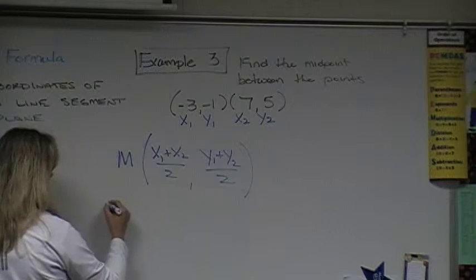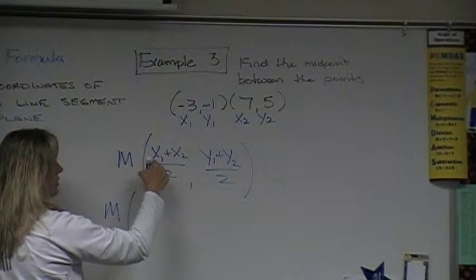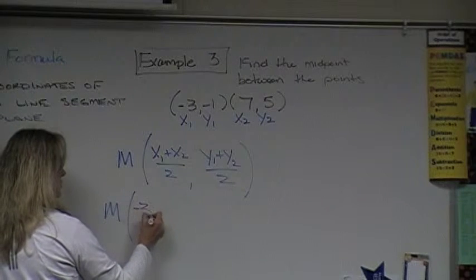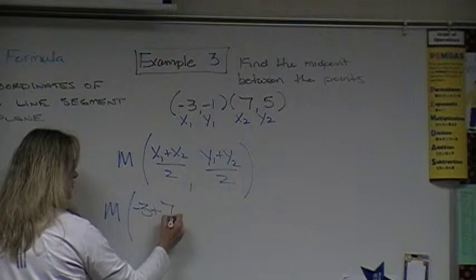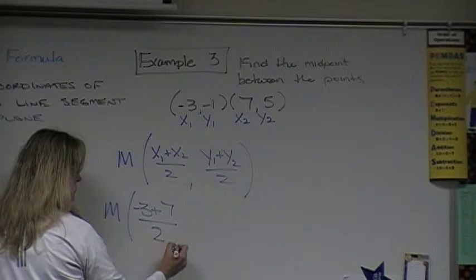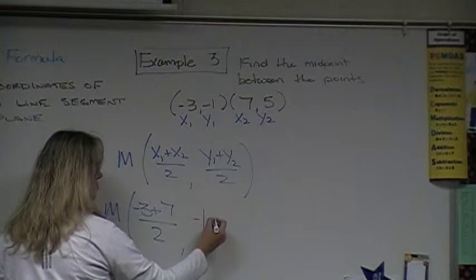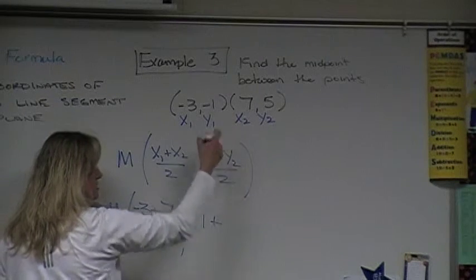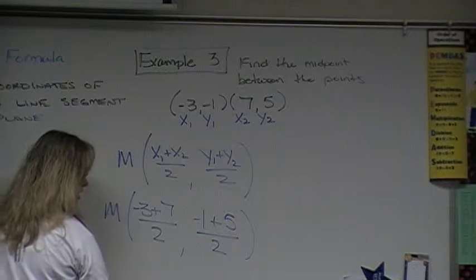Let's plug that in. M, x sub 1 is -3, plus x sub 2, which is 7, divided by 2. Now let's do our y's. Y sub 1 is -1 plus y sub 2, which is 5, and divide that by 2. Now let's simplify.